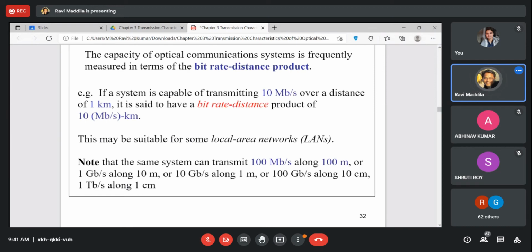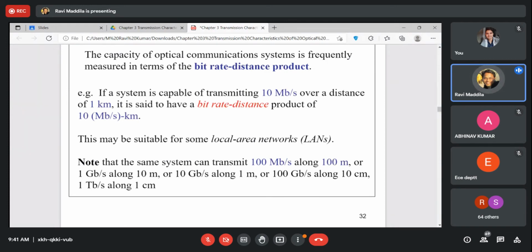So this is what I have discussed about transmitting 10 Mbps of data rate over 1 kilometer. So its representation would be 10 Mbps kilometer. And this can be suitable for some local area networks, wherein the distance of connections is less than 1 kilometer. Now, the same system can also transmit 100 Mbps data for a distance of 100 meters.